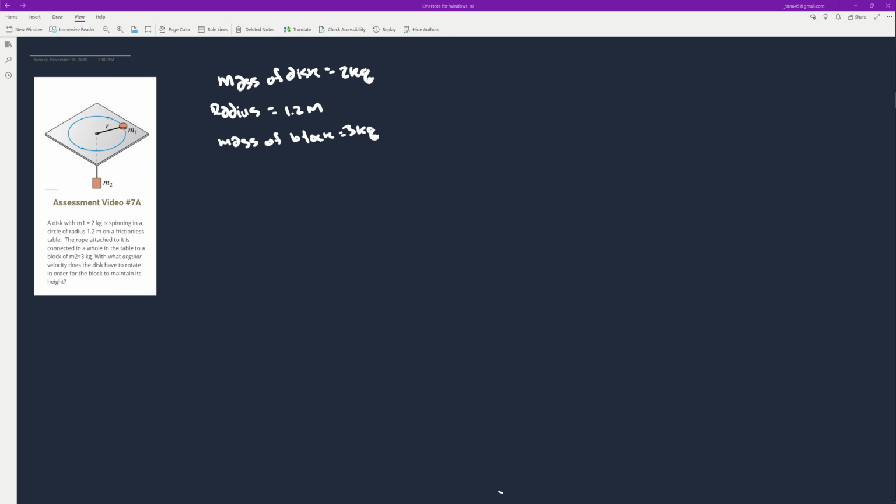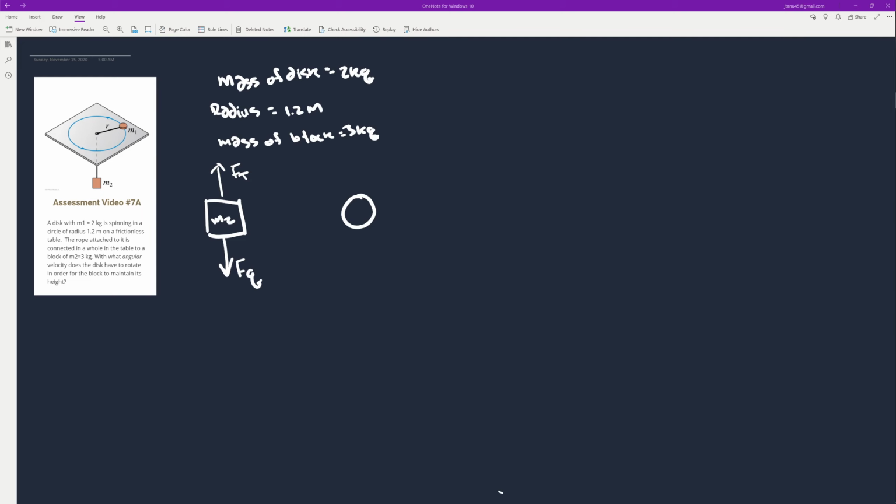And so we can go ahead and just start drawing free body diagrams for each of the objects. So we have here our block, and we have right here our disk. The block, we want it to maintain the height, so we want it to be at equilibrium along the y-axis. So we're going to have a force of gravity and an equal force of tension of the same magnitude.